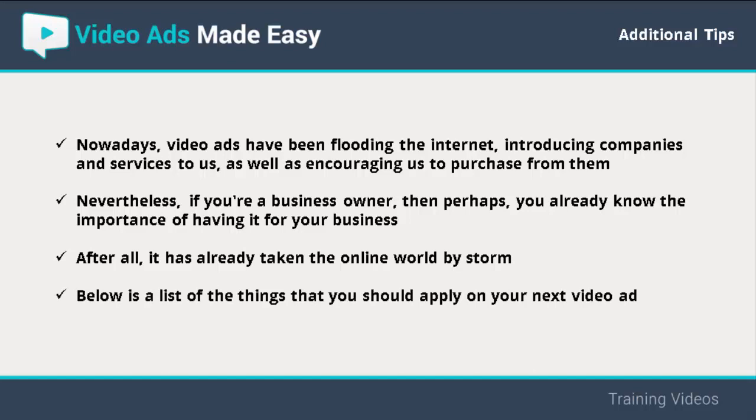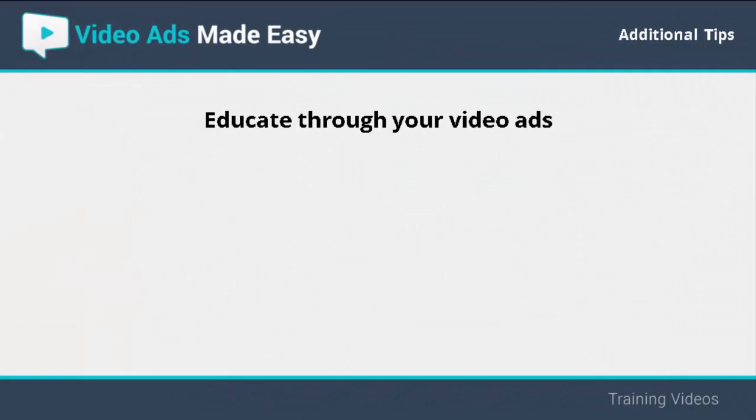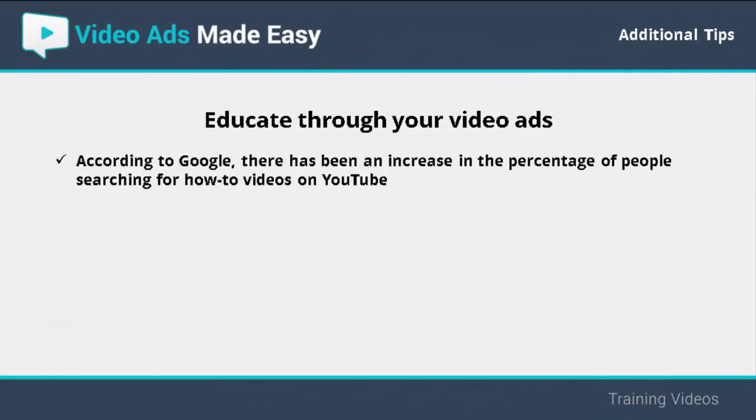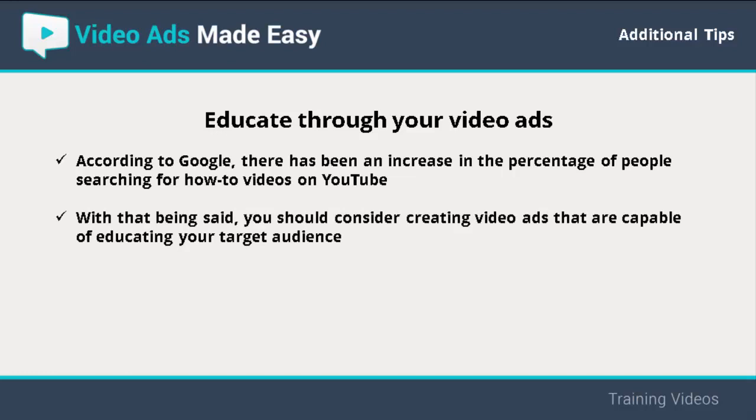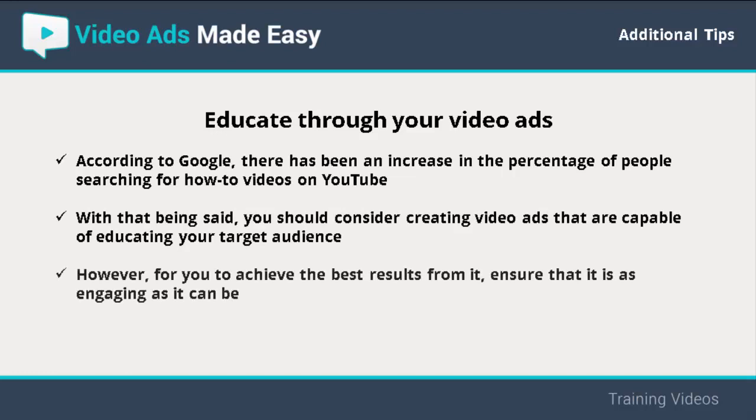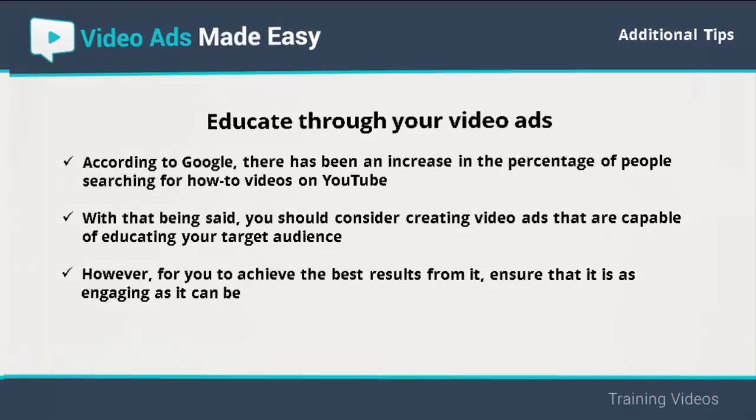Below is a list of things that you should apply on your next video ad. Educate through your video ads. According to Google, there has been an increase in the percentage of people searching for how-to videos on YouTube. Now, what does that mean? It only means that people are interested in watching videos they can learn from. With that being said, you should consider creating video ads that are capable of educating your target audience. However, for you to achieve the best results from it, ensure that it is as engaging as it can be. It should also be visually appealing.